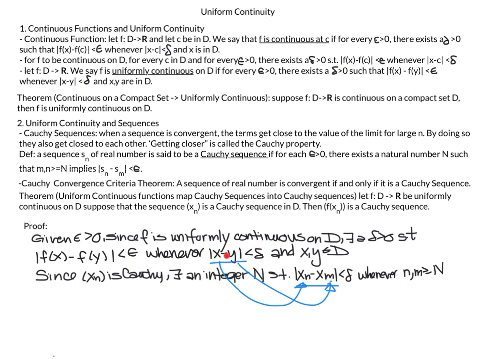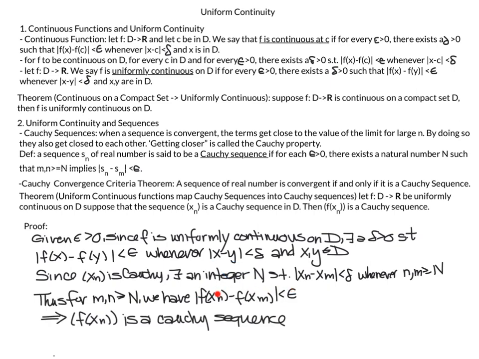Now, notice that xn minus xm is less than delta is the same as x minus y is less than delta. In other words, xn and xm are particular examples of x and y. So in this part of the definition of uniformly continuous, I can plug in xn for x and xm for y, and that is exactly what I have done here. So the distance between f of xn and f of xm is less than epsilon, which makes f of xn a Cauchy sequence. And we are done with our proof.